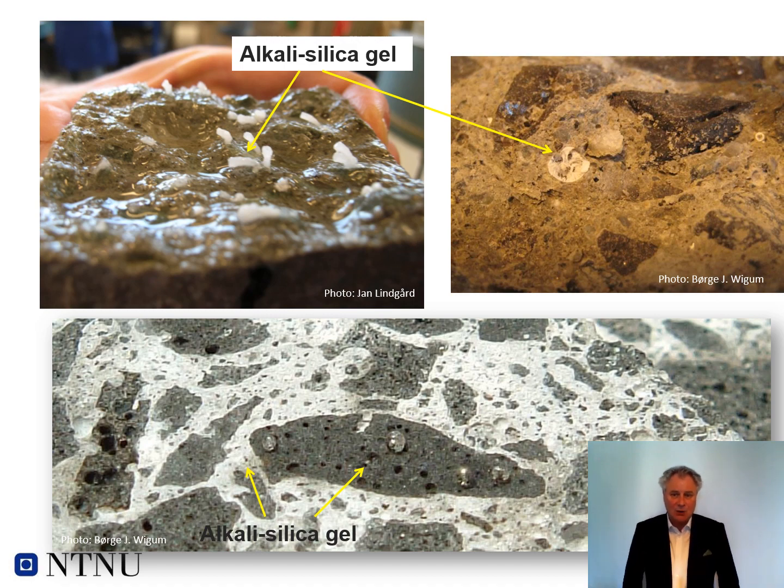So in practice, how will this look? You can see to the upper left some alkali silica gel like worms coming out of the concrete, and to the right it's dried, and the water is gone out of this gel. But this is how the gel looks in the concrete. In the picture at the bottom, you see a porous aggregate, and you see the gel is formed like droplets coming out of the aggregate. So this gel is the product of the AAR reaction.